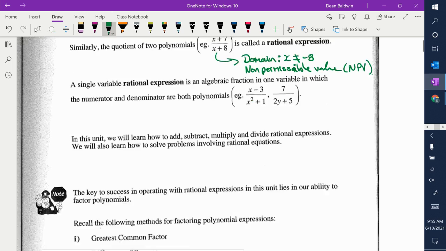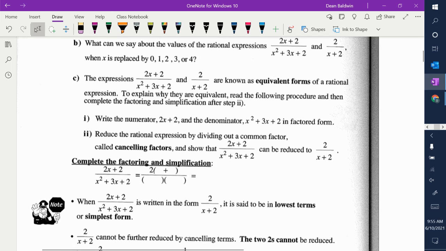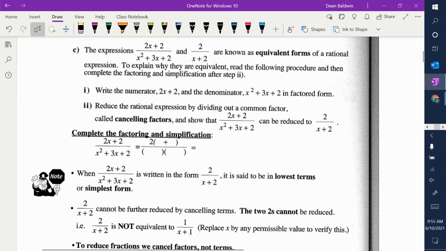Let's flip the page, please. So this unit is all about factoring first. I won't say factoring first every time, but most of the time your first step is to factor. So if I have 2x plus 2 over x squared plus 3x plus 2, and we want to simplify it, you need to factor the top and factor the bottom. The top has a common factor of 2, so that leaves me with x plus 1 in the brackets.